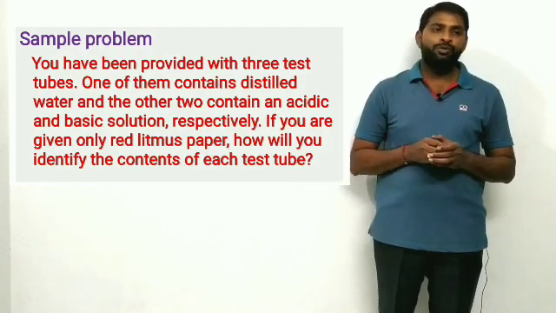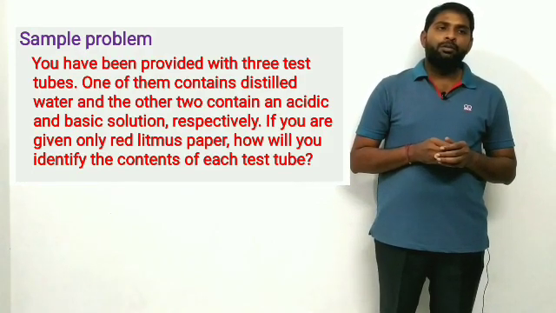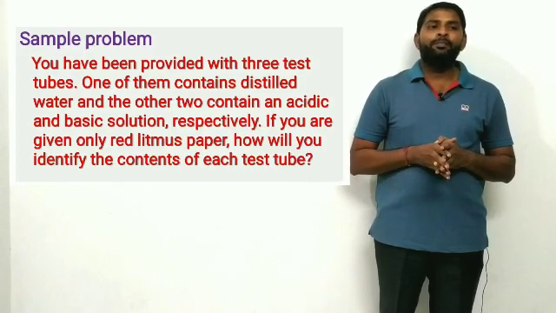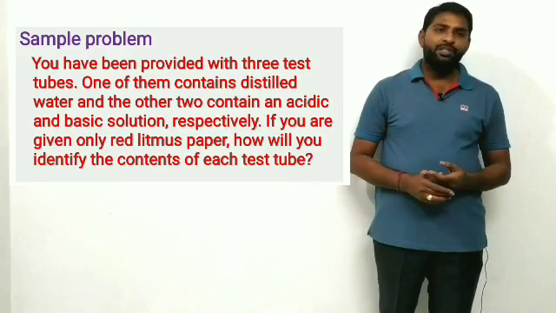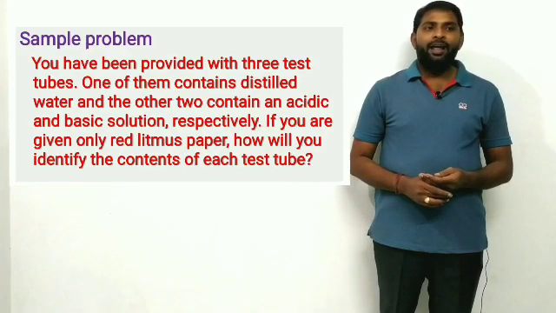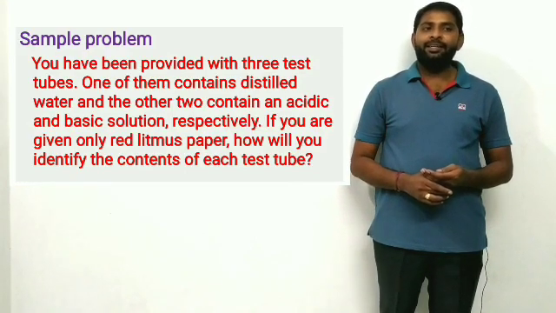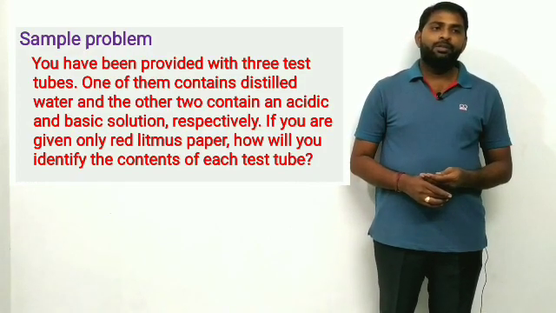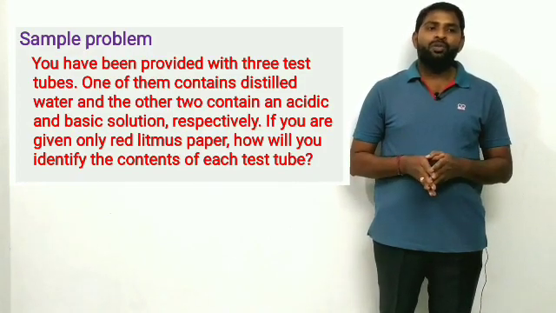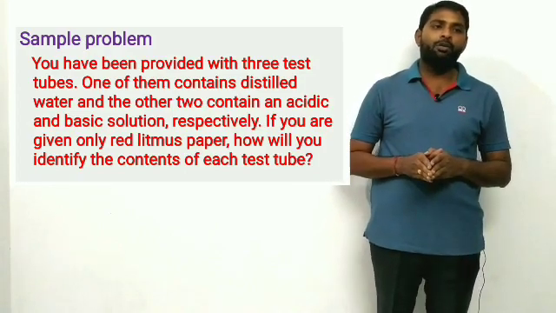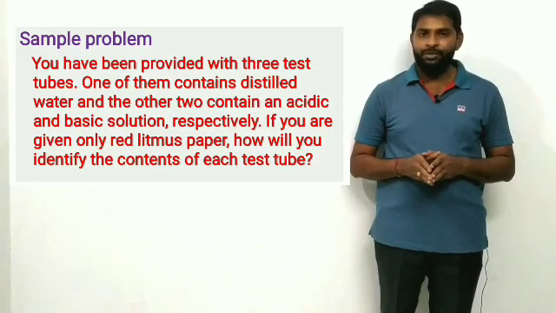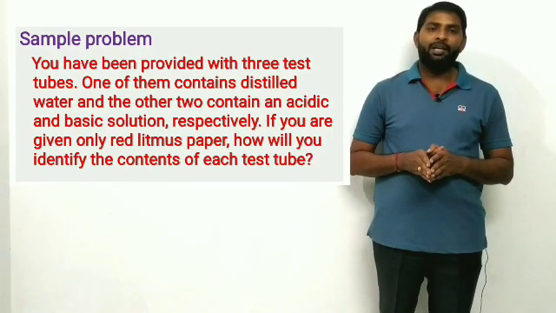Based on these concepts, I would like to give you one sample problem. You have been provided with 3 test tubes. One of them contains distilled water and the other 2 contain an acidic and a basic solution. If you are given only red litmus paper, how will you identify the contents of each test tube? This is the question.